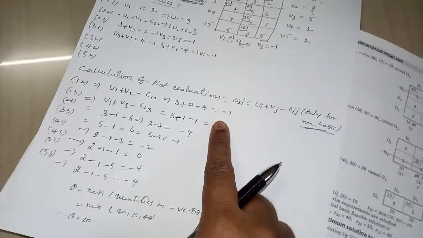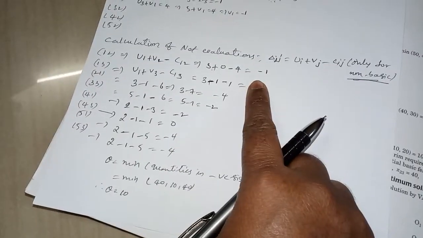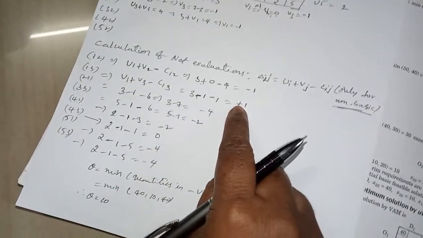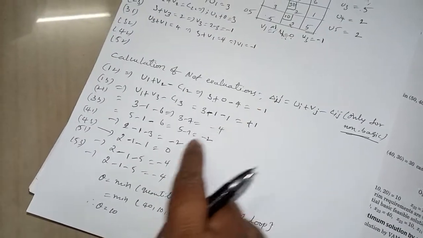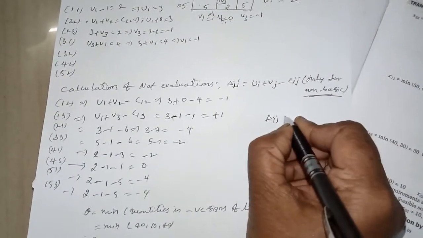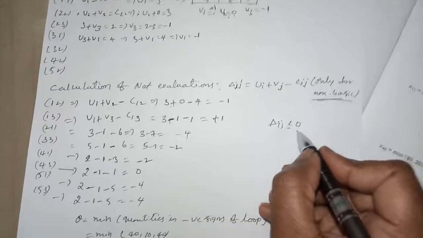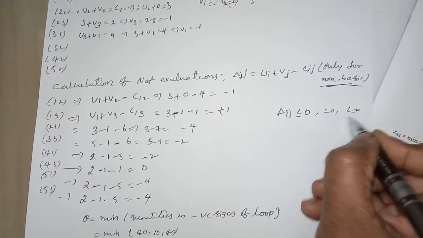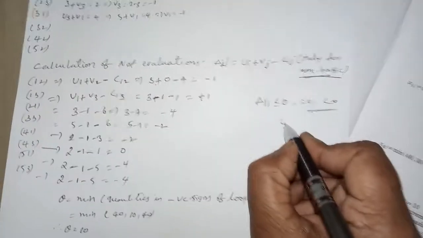By checking all the net evaluation values here, minus 1, plus 1, except the second value, all the remaining values are negative. Whenever all the delta ij values are either equal to 0 or less than 0, then the problem is optimum.